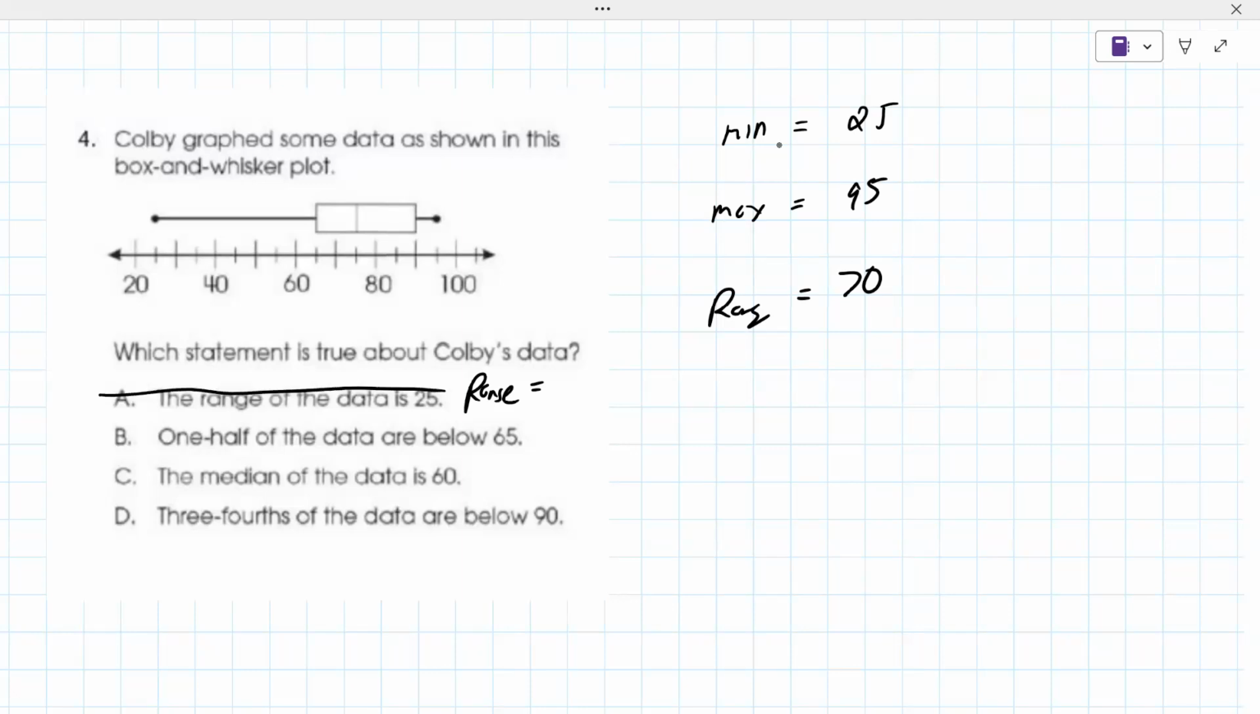Letter C is asking about the median. What's the median of the data set? 75. Okay, so it's not 60. So 75 means half the data is below 75, 50% below, 50% above. Is that okay? Okay.